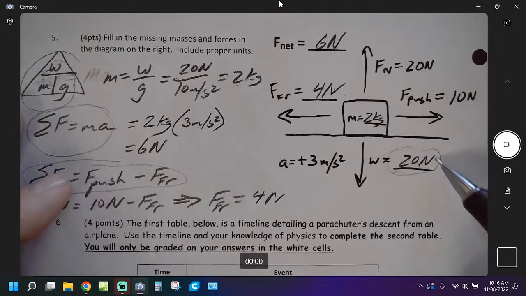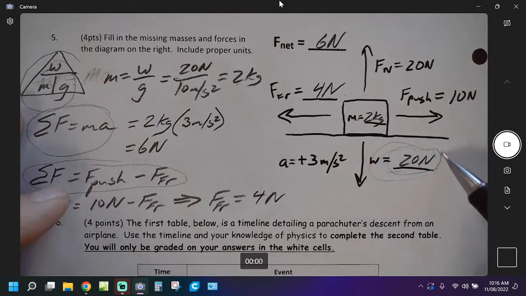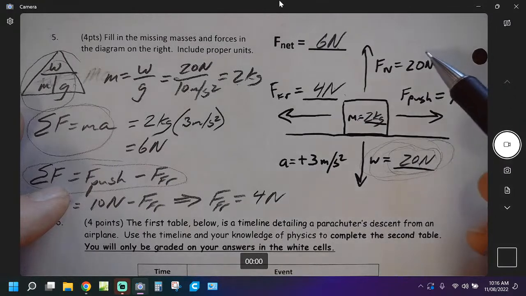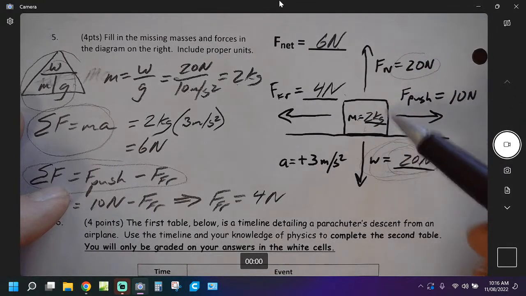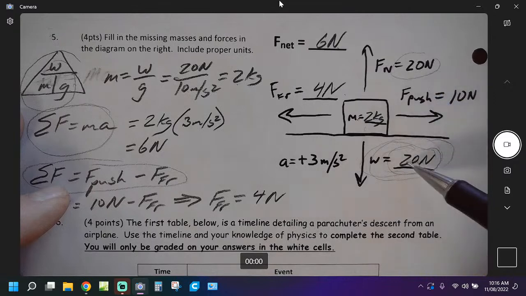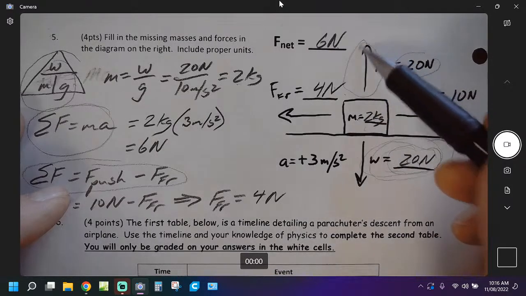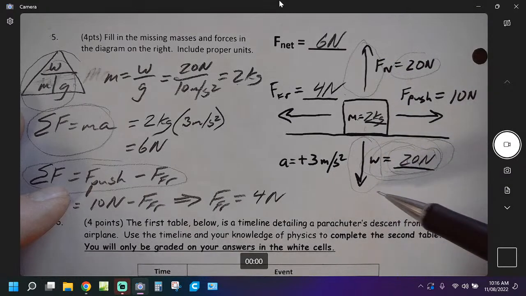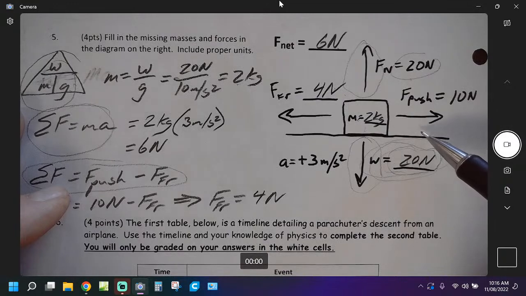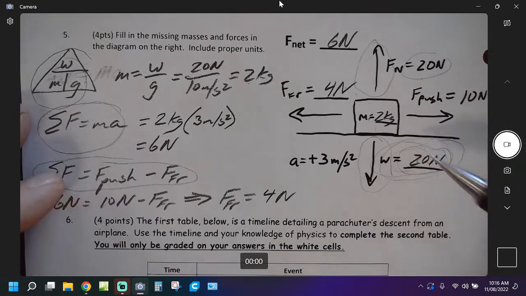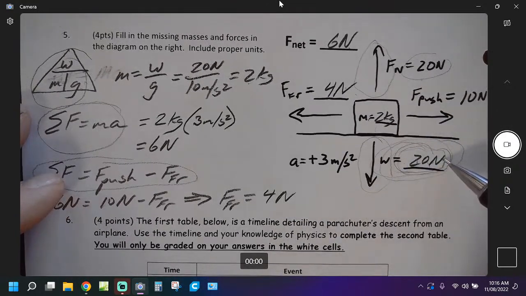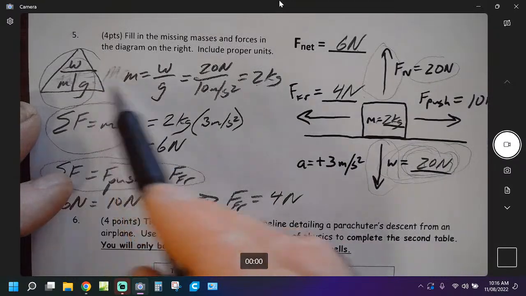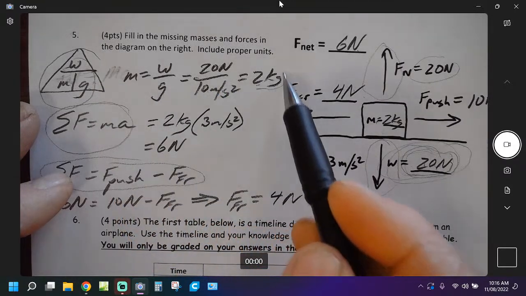Now, does anybody know how I got that? This is the very first thing I wrote. How did I know this was 20? Because this is 20, and because this is just sitting still on the ground, so these have to be the same. So like the force pushing your butt up right now is equal to the weight of your body pushing your butt down. They're balanced. Otherwise, you'd be rising out of your chair or sinking into it. So first I got this, and then I used this triangle to get the mass.